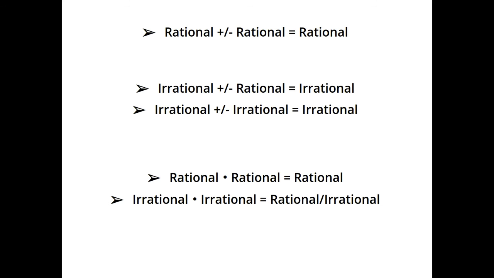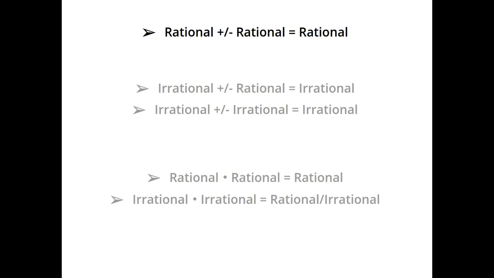Here are some points. Rational plus or minus rational is always rational, like 5 plus 4, 2 plus 7, and 10 minus 3. Even 1.5 minus 3.6 will always equal a rational number. Irrational plus or minus rational is always irrational. We saw that before. If you have an irrational number, it doesn't matter what you add or subtract to it, it's always going to result in an irrational number.